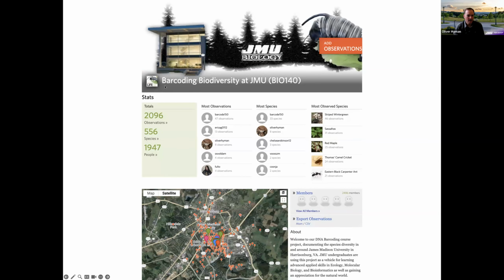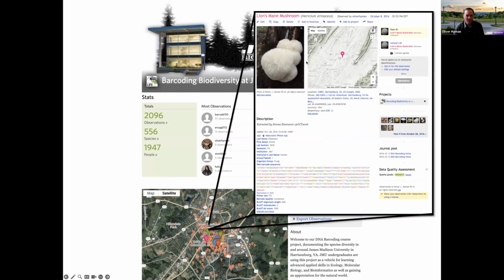And so here's our Barcoding Biodiversity at JMU Bio140 database on iNaturalist. You can see that we've got several thousand observations, several hundred different species that have been identified, and you can see some of the most identified or most common species that we found in the area. And if you zoom in and click on any of these, you can see, for example, Emma's mushroom that she found. It's a lion's mane mushroom, and you can see her DNA barcoding sequence for that sample and all the associated metadata that can be downloaded from the website.